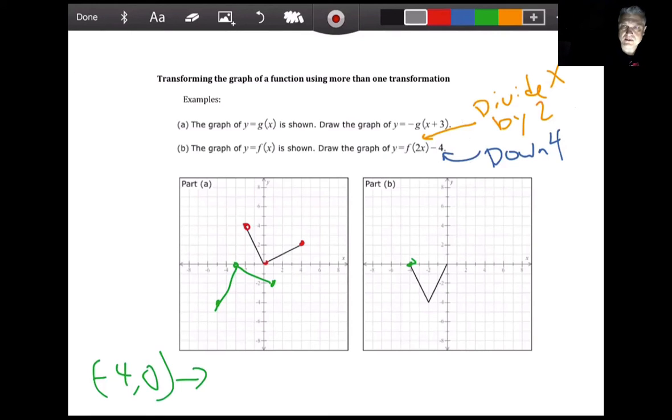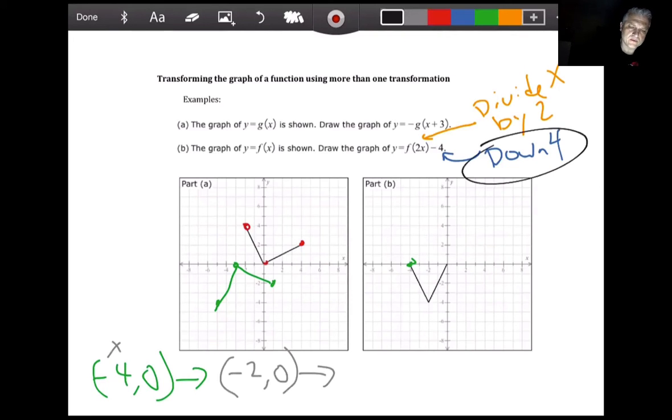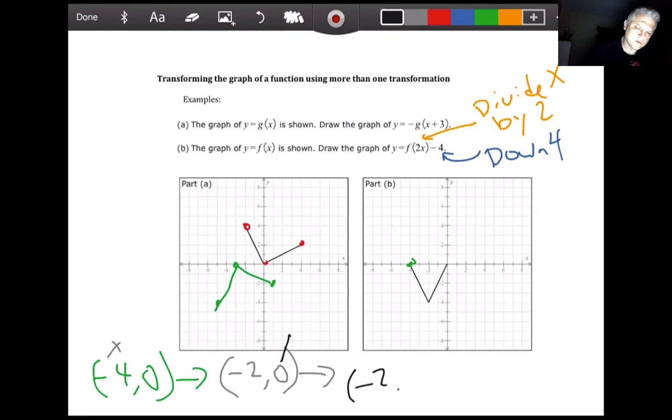Think of PEMDAS. Dividing, D, comes before the subtraction, S, in PEMDAS. So we're going to divide x by 2 first. Here's my x. -4 divided by 2 is -2. And then finally, we're going to go down 4. If I go down 4 units, what does that mean? It means we're going to subtract 4 from my y. Subtract 4 from the 0, and you get -4. So -2, -4.